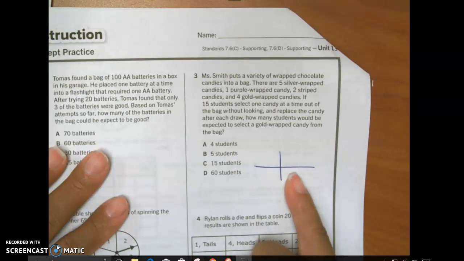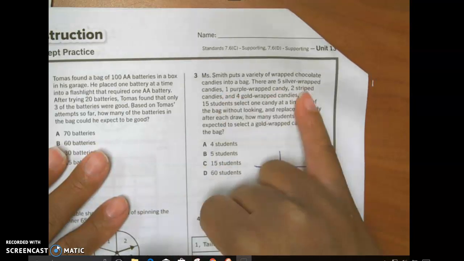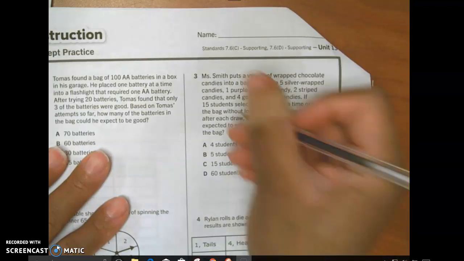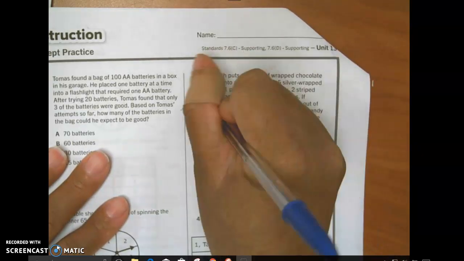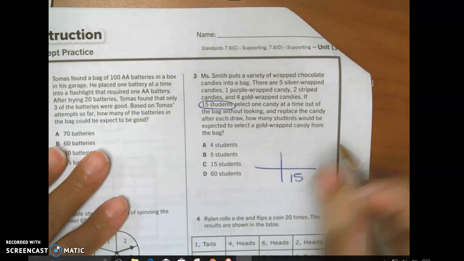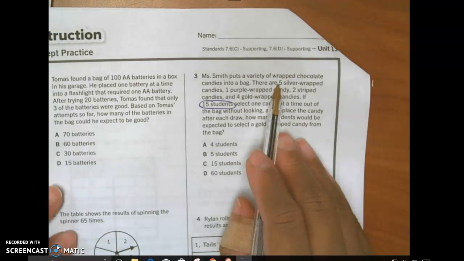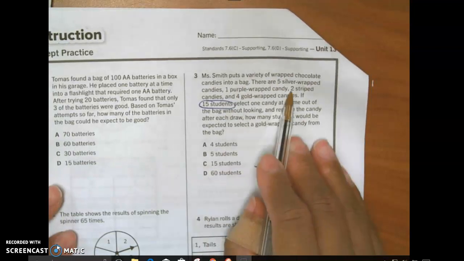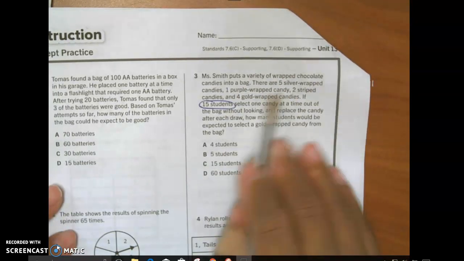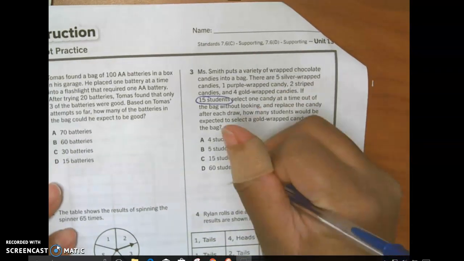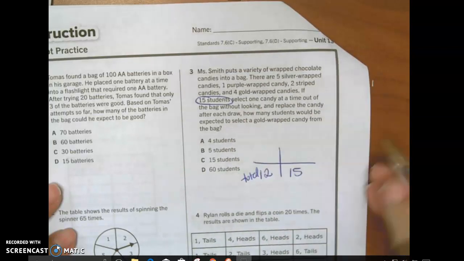I need the total. So, they gave me all these candies. What's the total? I need to add them all up. 5 plus 1, 6. Plus 2, 8. Plus 4, 12. There we go. So, these are my totals. Now I can finish reading.